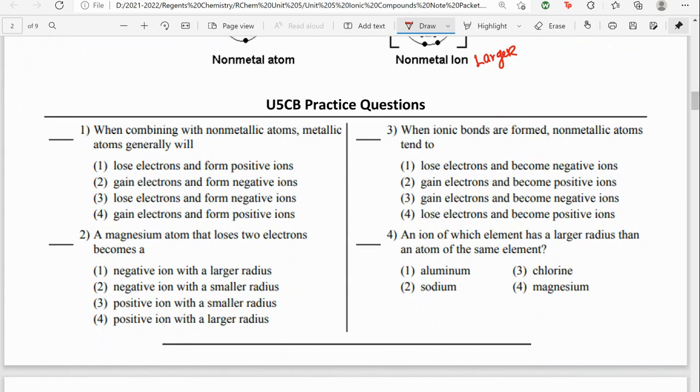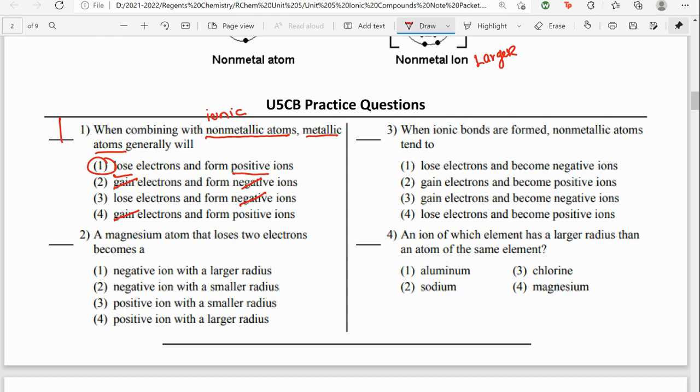So when combining with non-metallic atoms, metallic atoms will. So we have non-metallic atoms and we have metallic atoms. So this is really talking about making an ionic bond. So metallic atoms, metals are going to lose electrons. So I can throw out 2 and 4. And when they lose electrons and they've given away the negative charges, we're going to be left with a positive ion. So our best answer there is that metallic atoms are going to lose electrons and they will form positive ions when they do so. So you should get an answer of 1 there.